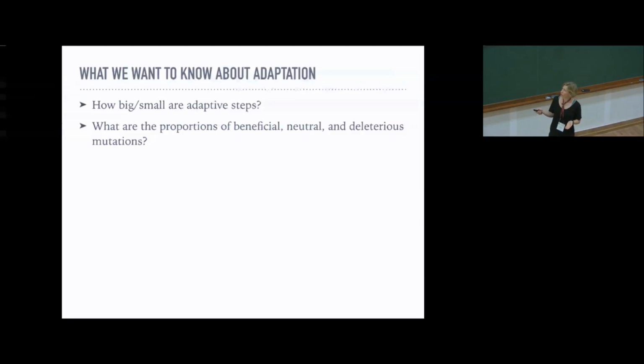So now let's go back to what we want to know about adaptation. And some of this overlaps with what we want to know as population geneticists in general. So one thing we would like to know is how big or small adaptive steps are. We would like to know these proportions of beneficial, neutral, and deleterious mutations that I already talked about.